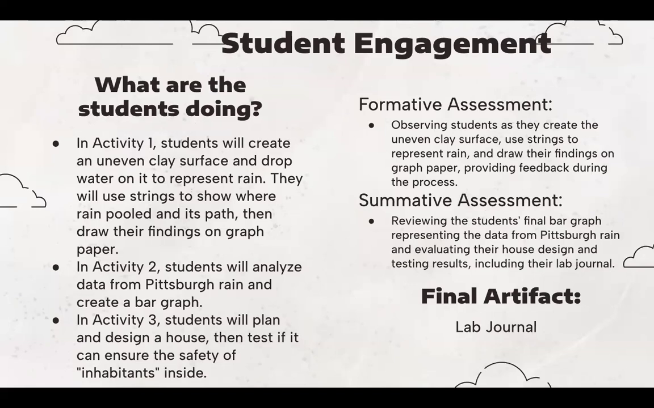The formative assessment would be observing students as they create the uneven clay surface and using their strings to represent the rain, and then drawing their findings on graph paper, and then providing feedback during that process. Same with the planning and designing of the house. And then the summative assessment would be reviewing the student's final bar graph to represent the data from Pittsburgh's rain, and evaluating their house and design and testing results, including their lab journal.